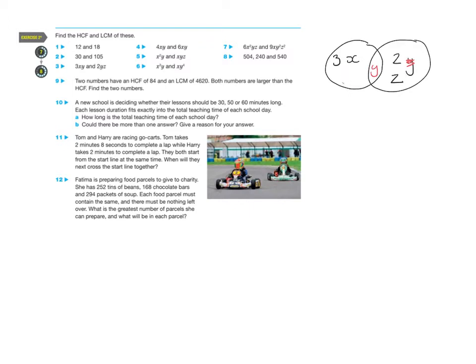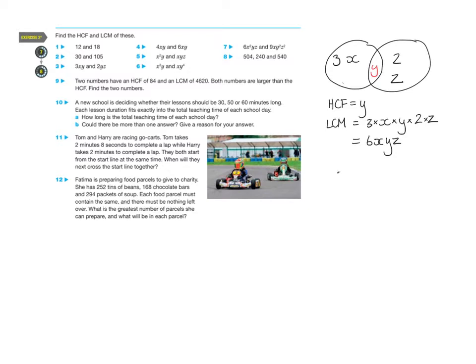So let me just get rid of those. So our highest common factor will be y, but our lowest common multiple is going to be 3 times x times y times 2, and then that other one is actually a z. So that is going to be 6xyz.